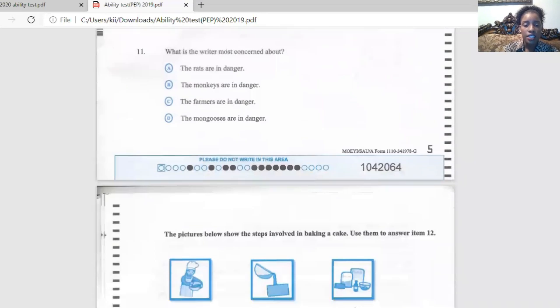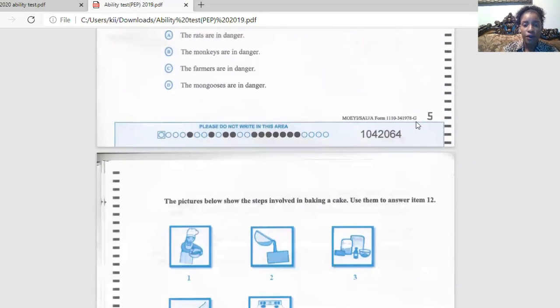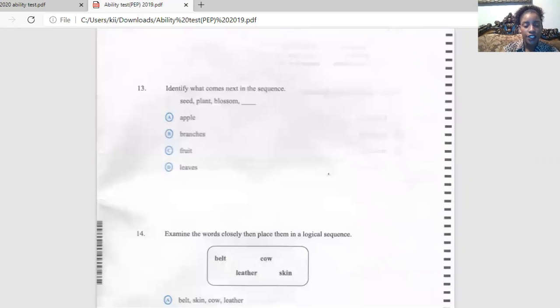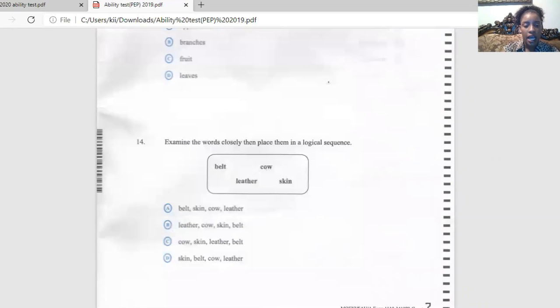The cost is $2,500 for the 3-hour-long PEP workshop. And that's on Saturday, March the 13th.